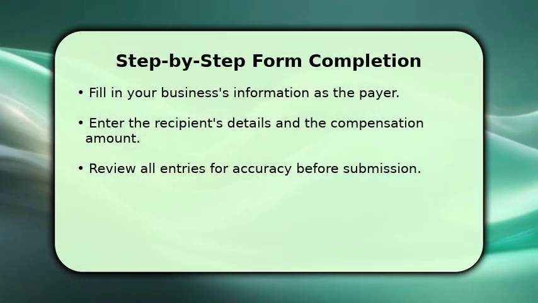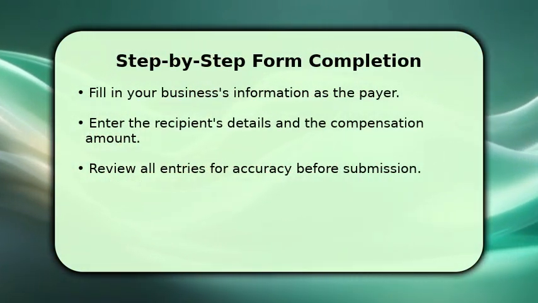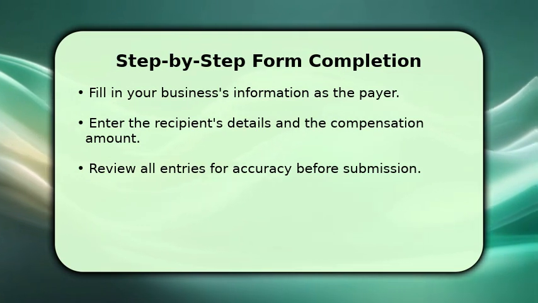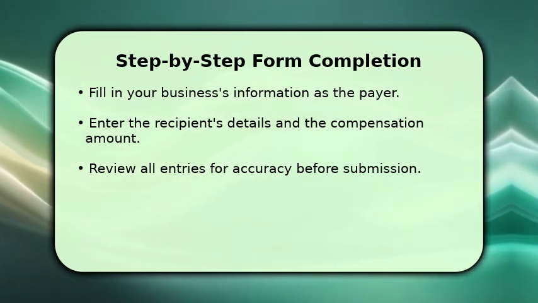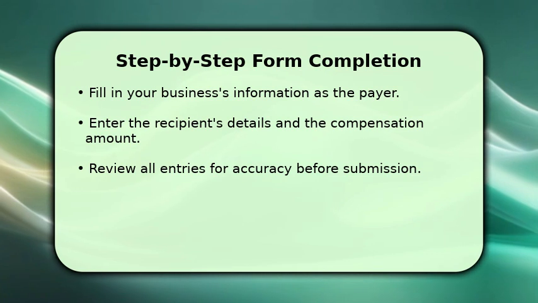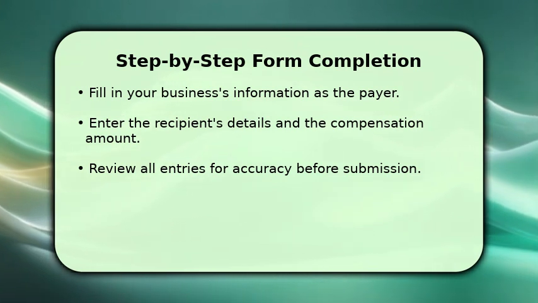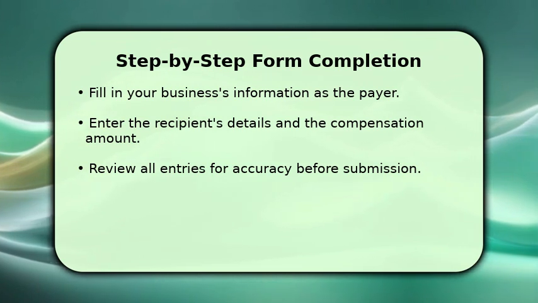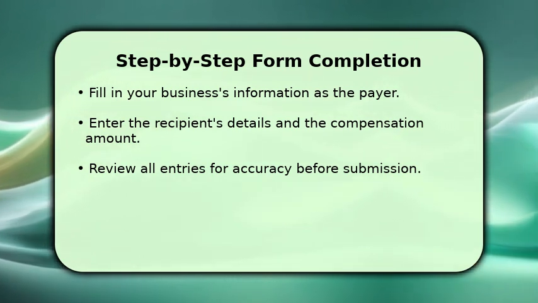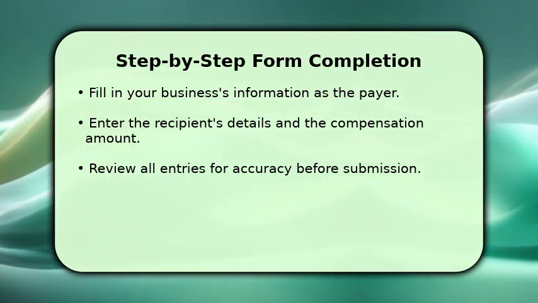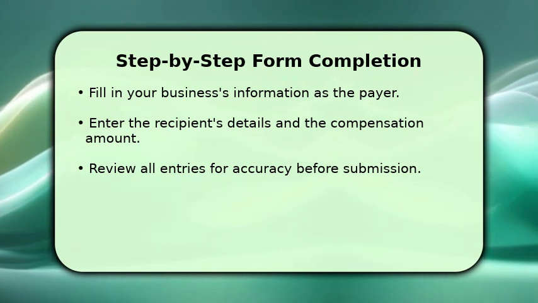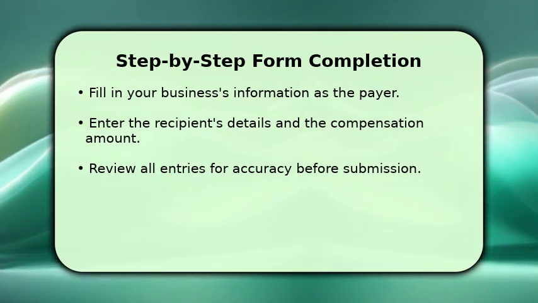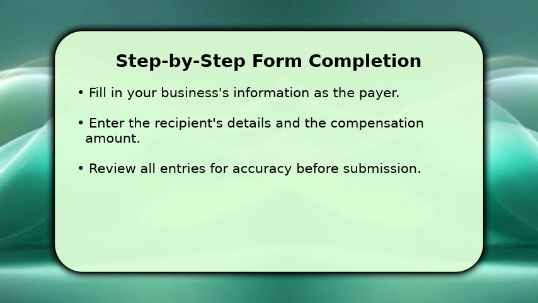Now, let's complete the form. Start by entering your business's name, address, and employer identification number in the payer section. Then, carefully input the recipient's information and the exact amount of non-employee compensation paid in Box 1. Remember to use digits for currency, like $1,500. A thorough review of all fields is essential to catch any mistakes before filing.